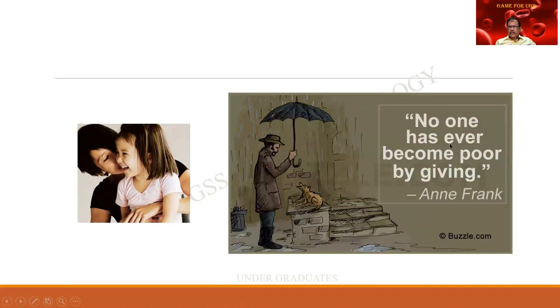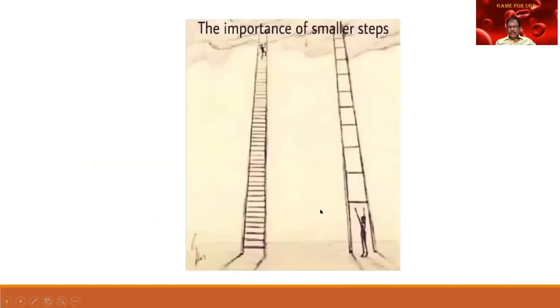And a nice saying over here, no one has ever become poor by giving. So by donating blood, we don't lose anything. And this is a nice one over here. I didn't notice it earlier, but only now. Sharing the umbrella with a dog. The importance of smaller steps.